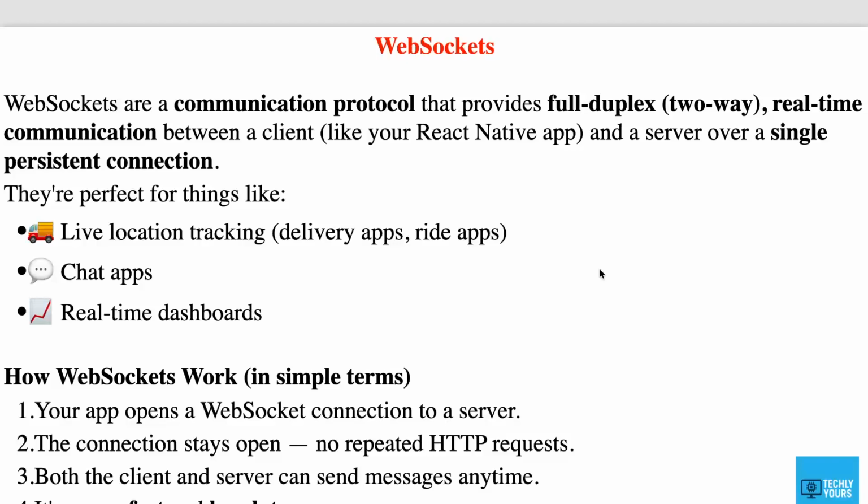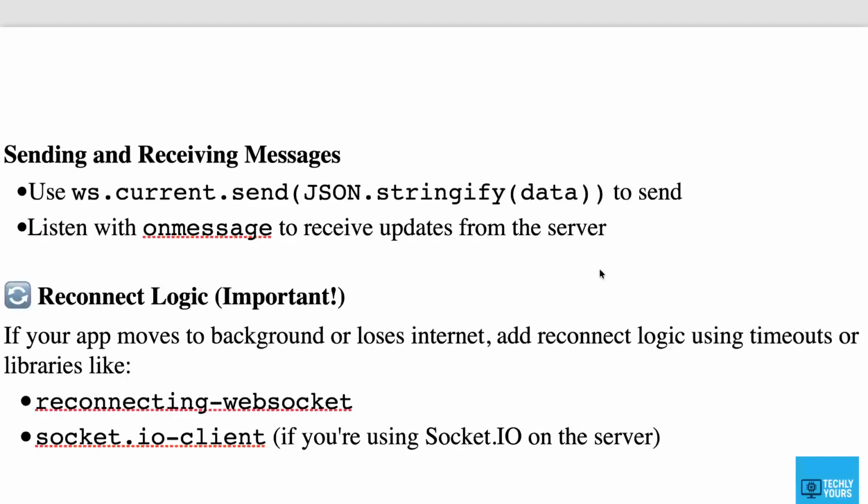The connection stays open with no repeated HTTP requests, and both the client and server can send messages anytime. It's very fast and of low latency. Whenever you want to send a message, we can use ws.current.send, and we can send the data using JSON.stringify so that the client side can decode the message. Whenever we are listening, we can use onmessage to receive updates from the server.